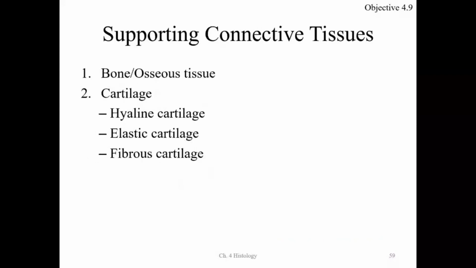Now, the last ones will be bone and cartilage. We have supporting connective tissue, bone and cartilage. These are far harder. Okay? Now, bone is harder than cartilage, but these guys are kind of hard or stiff. Okay? So they are at least hard or stiff. Okay? They are going to be able to create structure.